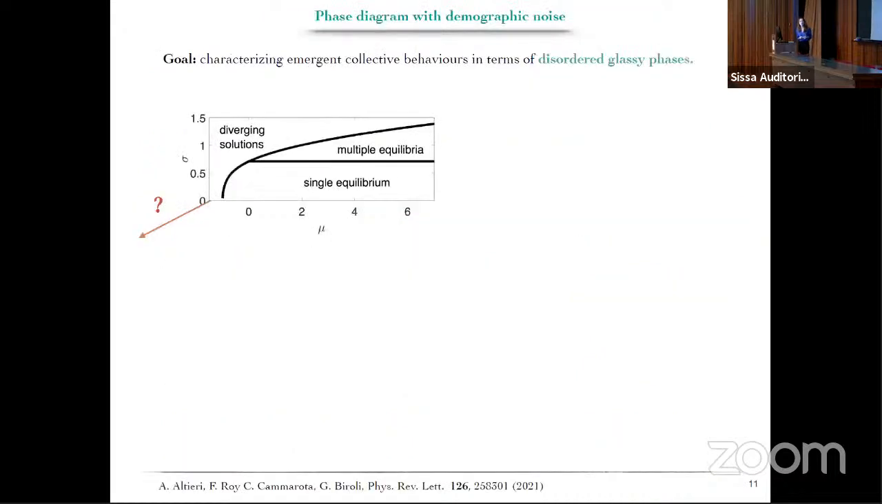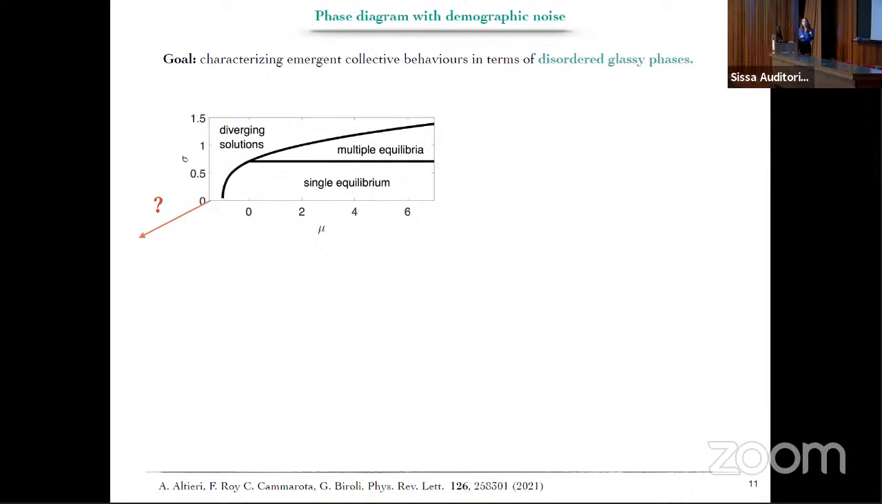So one of the main goals is to better characterize the emergent properties and the emergent collective behaviors in terms of disorder phase transition, and in particular in terms of glassy phases. So starting from this phase diagram that, as I said, was obtained without demographic noise and without immigration, we can pretend now to add another dimension to this phase diagram, that will correspond to the amplitude of the demographic noise. And so what happens in this case?